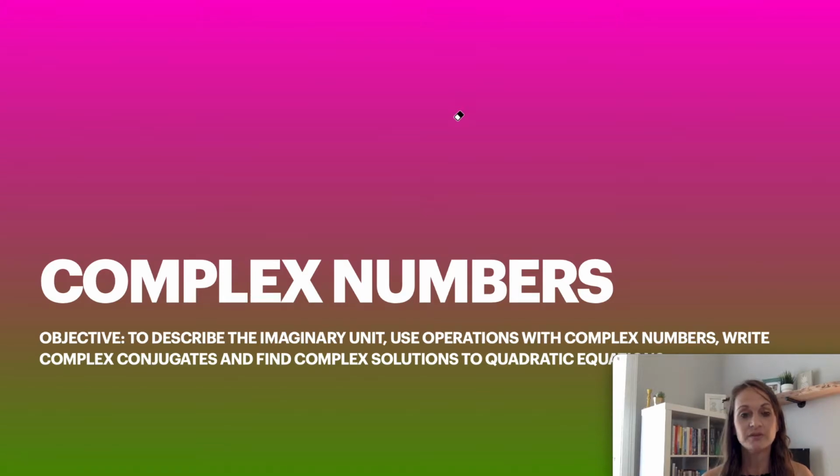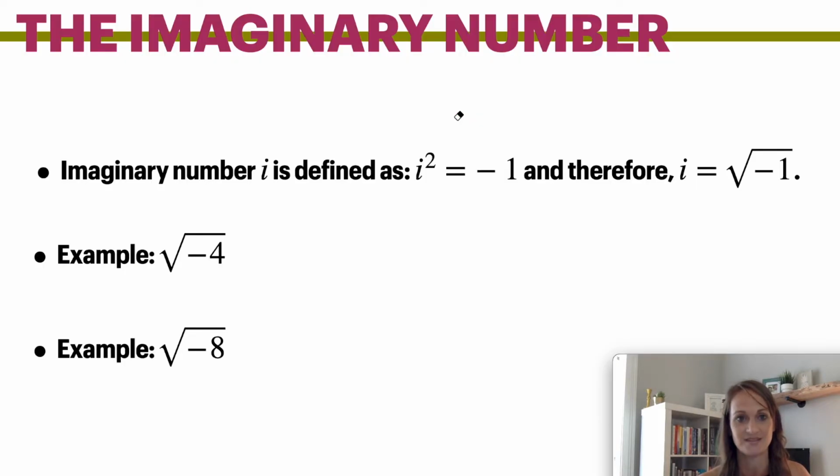In this video, I'm going to be describing the imaginary unit using operations with complex numbers, writing complex conjugates, and then finding complex solutions to quadratic equations. The imaginary number i is defined as i squared equals -1, and therefore i equals the square root of -1. Again, because if i squared equals -1 and you take the square root of both sides, you get the equation i equals the square root of -1.